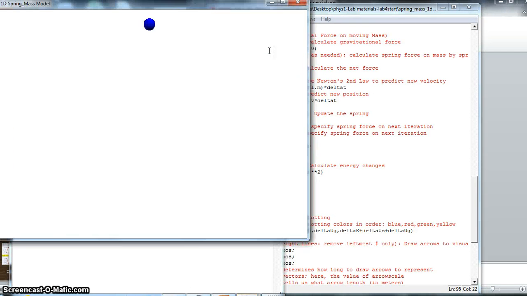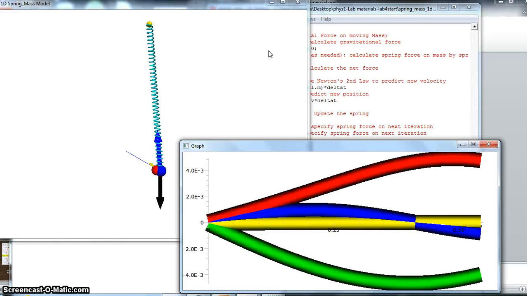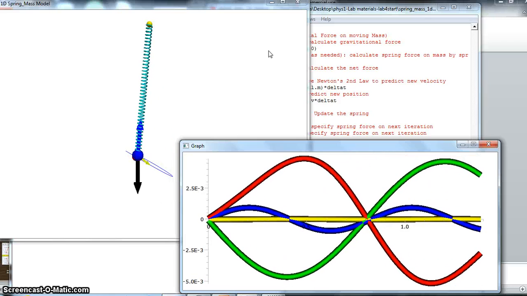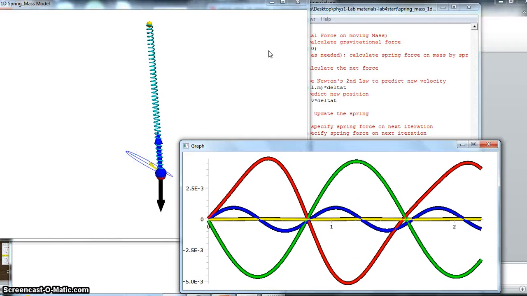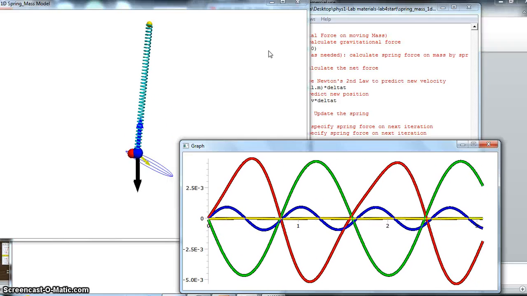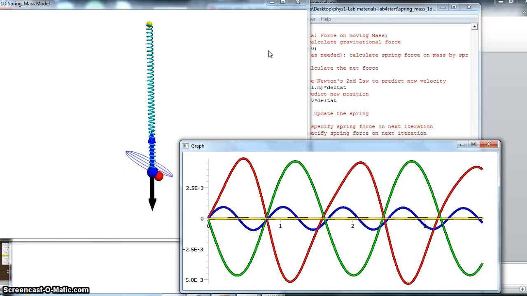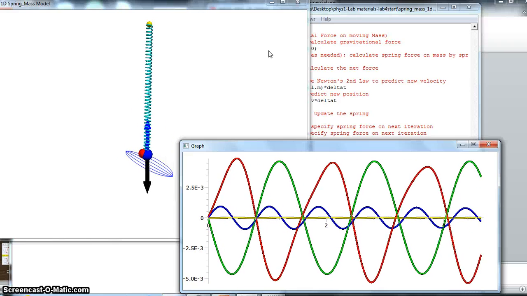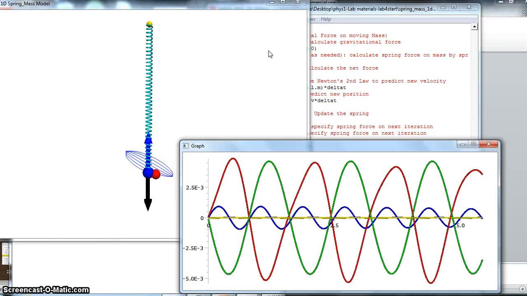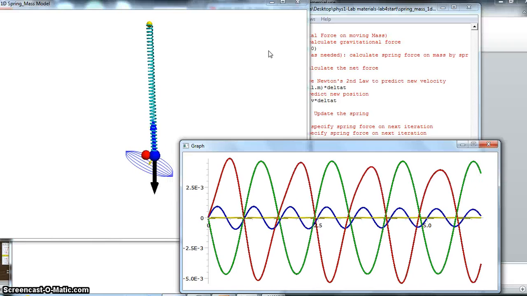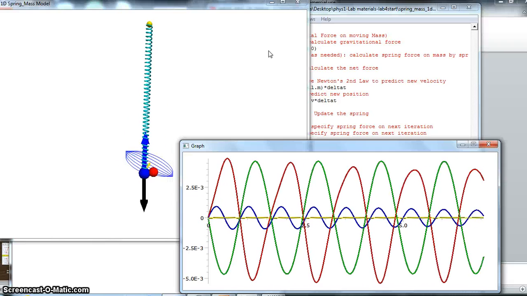The blue ball is our model, and the red is our Tracker data. The black arrow is gravity force and does not change. The blue arrow is our spring force and increases and decreases with each oscillation as the tension in the spring increases and decreases. Finally, the net force is represented by the yellow arrow. As you can see, both balls follow the same path as time goes on.